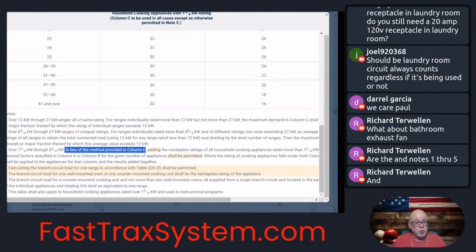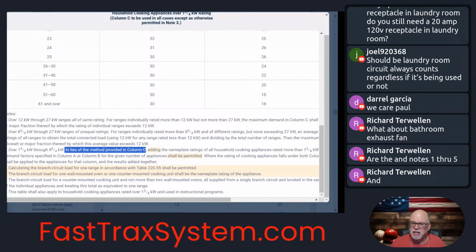It means, you know what, if you want to use column C, go for it, but in lieu of that, we'll let you use column A or column B if your cooking appliances fall under those columns, and you get to compare it. And if column A or B yields the lower result than what you would get in column C, guess what? I get to use the one that yields the best result. That's unique for the NEC because everywhere else, usually you have to take the higher value, right? But when it comes to ranges, in this example, you get to take whatever yields the lower value. Just remember that when it comes to ranges, okay?